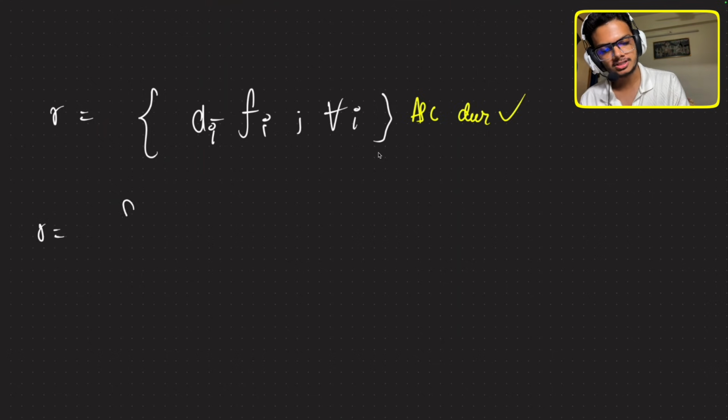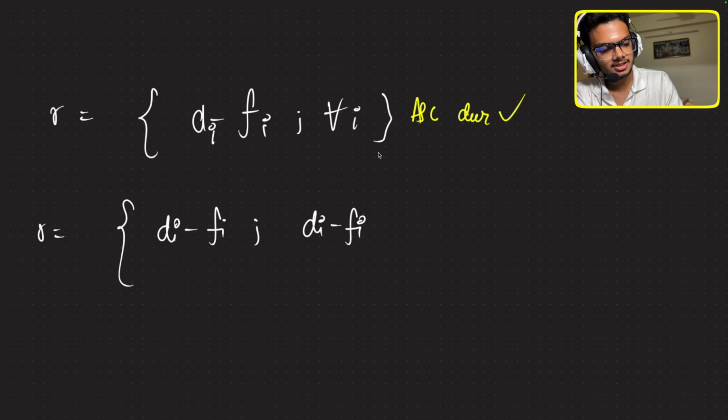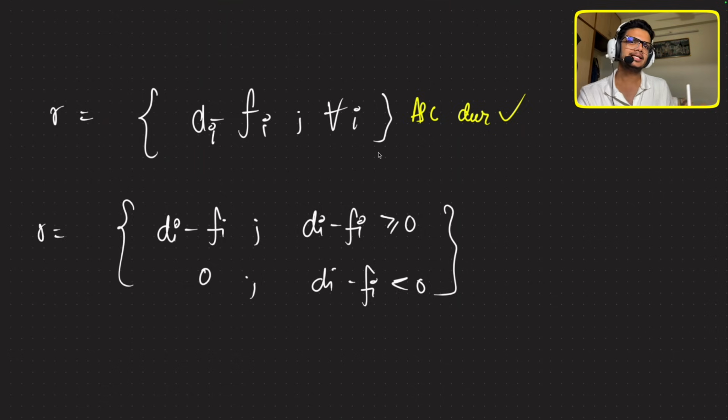Let's say my reward function is now looking like this. It is di minus fi, only if di minus fi is greater than or equal to 0. So if the reward is positive, then and only then we will calculate the reward. Otherwise the reward will be 0. So you won't get a reward if di minus fi is less than 0. In other words, if you complete a task later than its deadline, then you'll get a reward of 0.